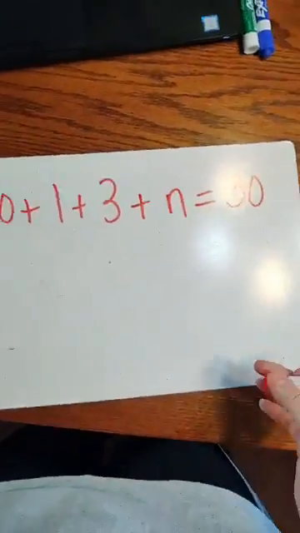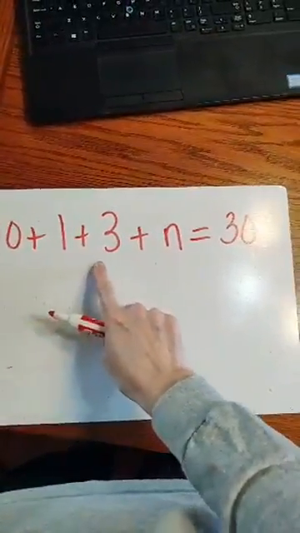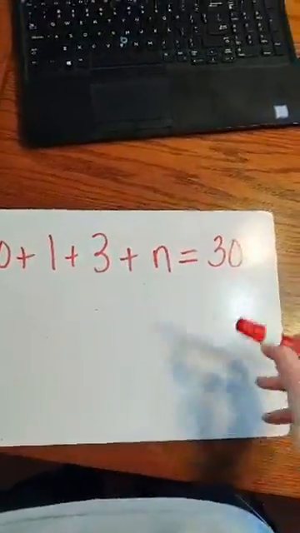Okay, third graders, we're back, and we're going to talk about simplifying two-step equations. So let's take a look at one and make that make sense. All right, I've got a long equation here, okay? My equation is 10 plus 1 plus 3 plus n equals 30.